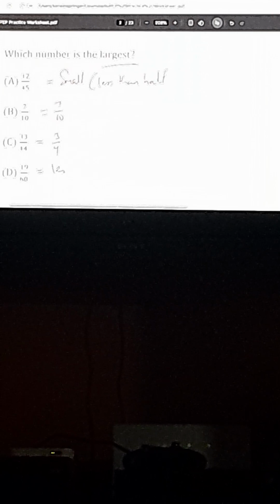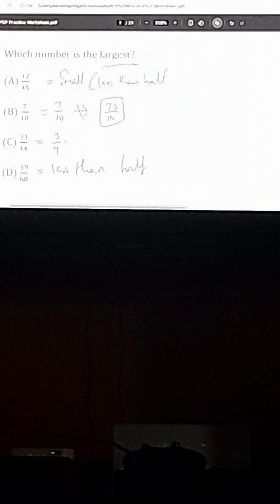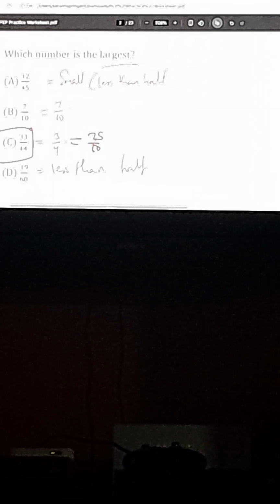This is also less than half. So we can ignore this, right? It's less than half of 60. So it's obviously one out of these two. Now 7 out of 10, 3/4 is 7.5 out of 10. How many of you all know that? So this is less. 3/4 is greater than 7 out of 10. What am I saying? I'm saying that 3/4 represents 7.5 out of 10. And if this is 7 out of 10, it means C is definitely the answer. You win with C. Let's keep going.